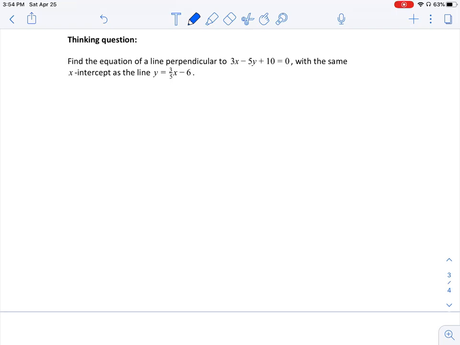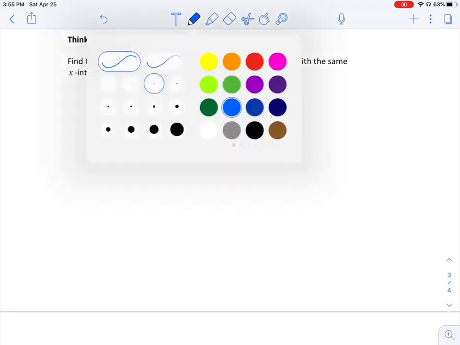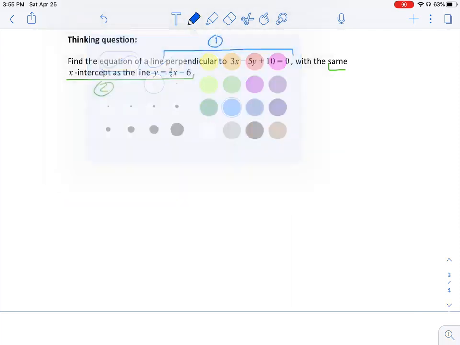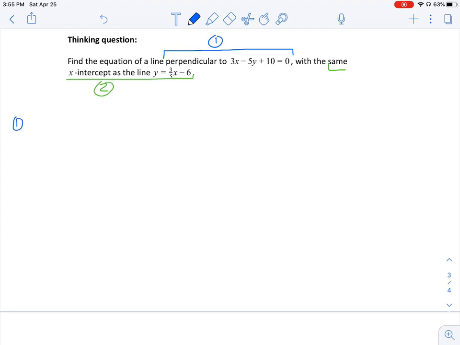First thing we need to do, find the equation of a line perpendicular to this line here with the same x-intercept as the line y equals 3 over 5x minus 6. Okay, so this is our first thing. This can be our second thing. First, find slope.